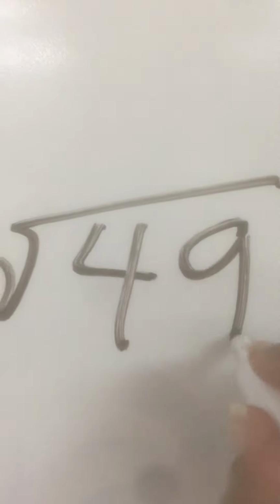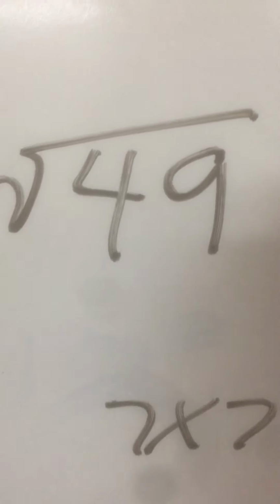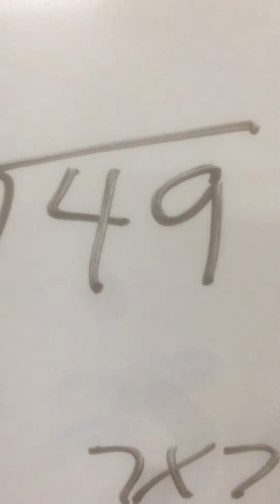What about another number? Let's see, the square root of 49. 7 times 7 is 49, so the square root of 49 is just 7. Let's see, one more.